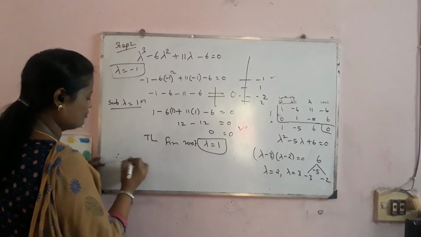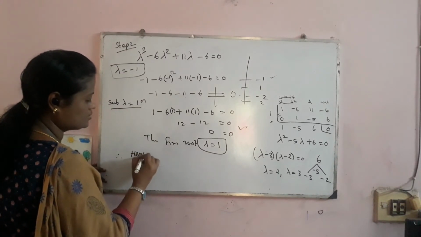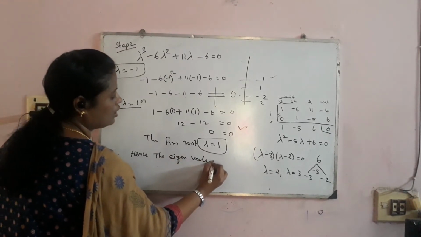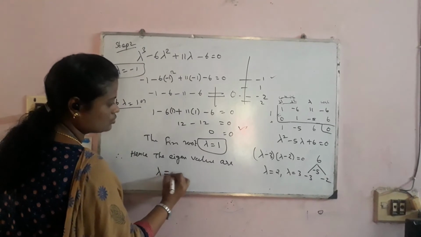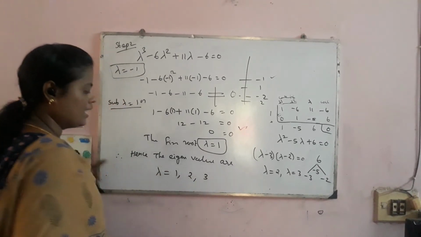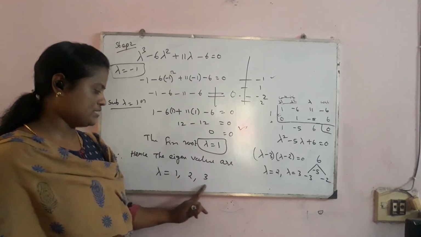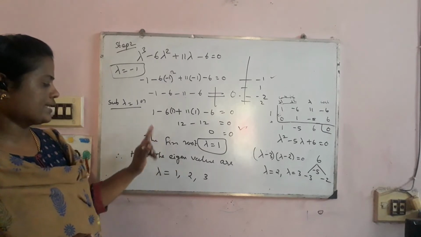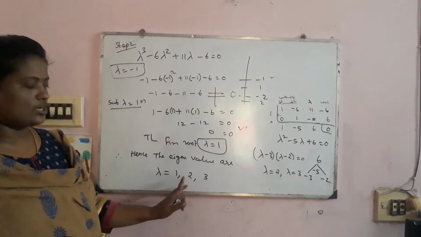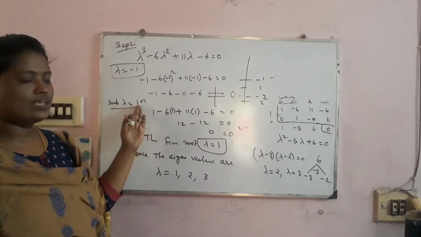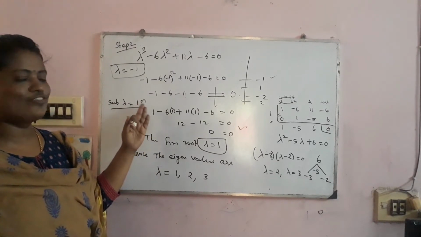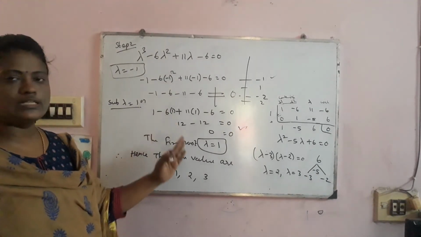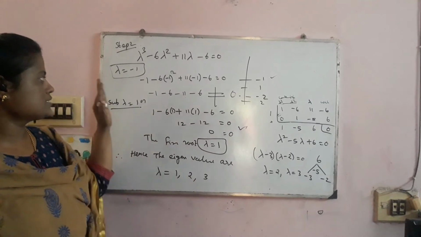Hence the eigenvalues are lambda is equal to 1, 2, 3. None of the lambdas is repeated, so the eigenvalues are 1, 2, 3. It's a non-repeated eigenvalue case. As I already told you, the given matrix is a non-symmetric matrix with non-repeated eigenvalues. This is step 2 over.